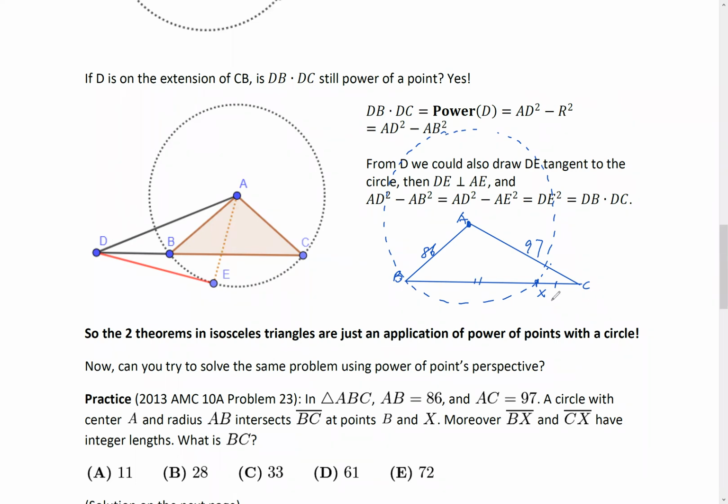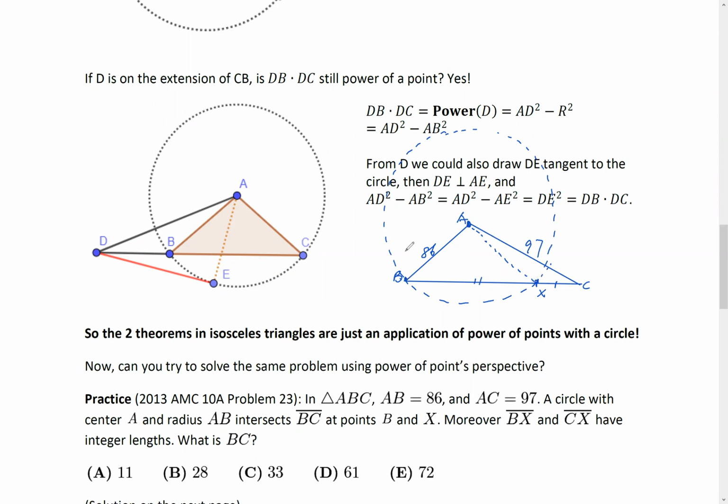Last time we connected AX and we solved it with the isosceles triangle property. Now this time, let's think about the circle. Let's think about the power of a point. Which point should we look at? Which point has a power that we should be interested in? There are not that many points, right? There's the center, the point B is on the circle, nothing to look at. Point X is on the circle.